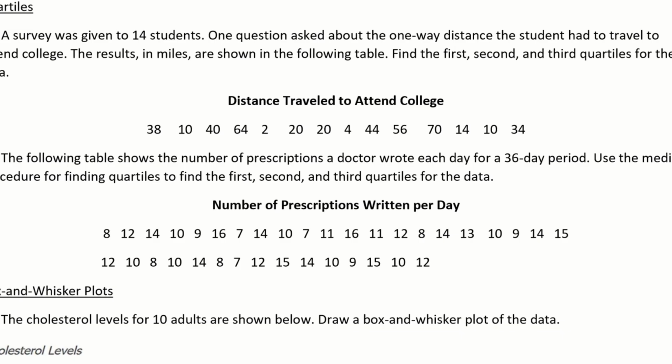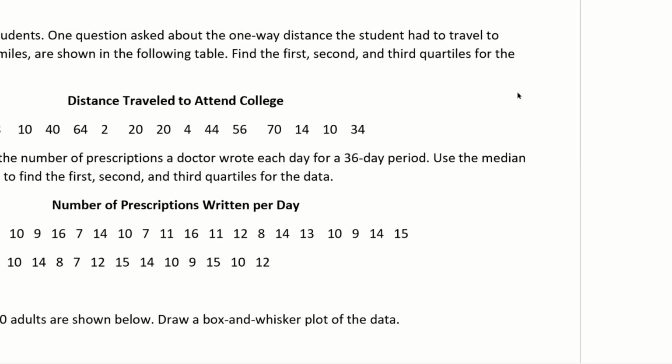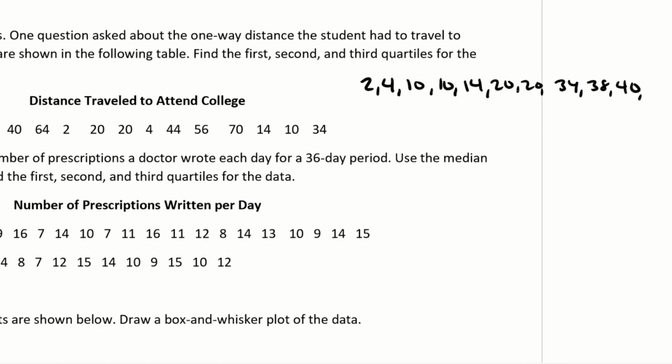In order to find quartiles, we need to sort the data, right? So we're going to sort that real quick. It looks like we got 2, 4, a couple 10s, a 14, a couple 20s, 34, 38, 40, 44, 56, 64, and 70.